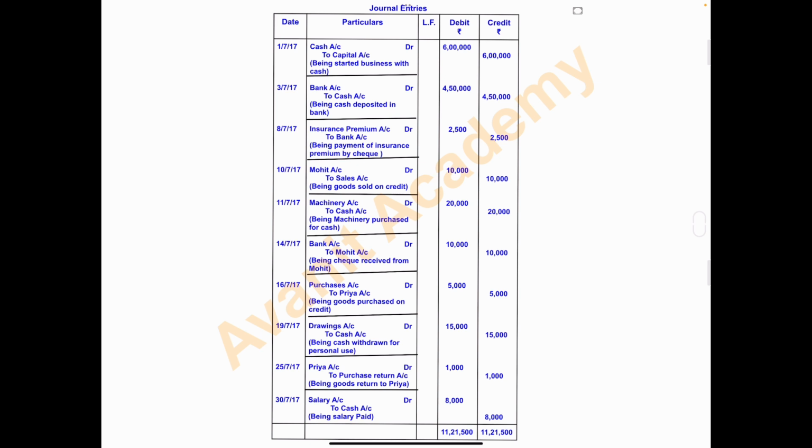Okay, I have taken all the entries in one sheet, so it will be very easy to add the amounts. So now add all these figures. 6 lakh plus 4 lakh 50,000 plus 2,500 plus 10,000 plus 20,000 plus 10,000, 5,000, 15,000, 10,000, 8,000. Add this debit side and you will get the total 11,21,500. Credit side also you will get the same amount, 11,21,500.